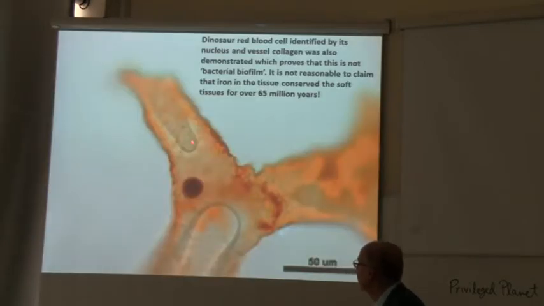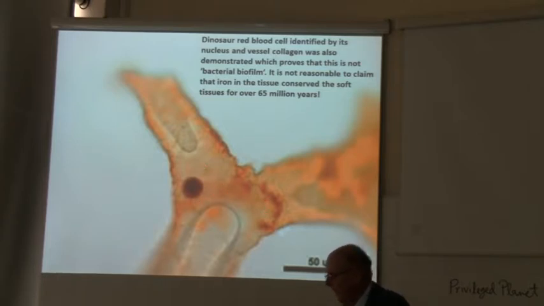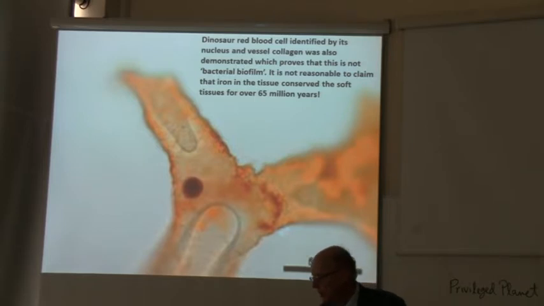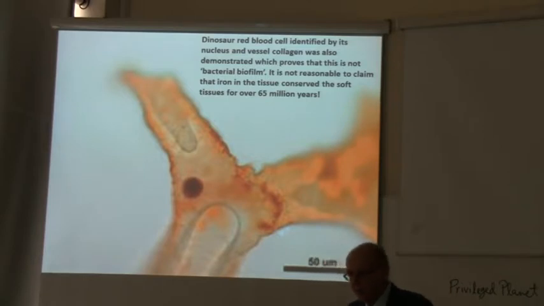And even more, from this tissue they made a microscope study, and here's the dinosaur blood vessel, and here's a dinosaur red blood cell. How do we know that this is a dinosaur red blood cell? Because it has a nucleus. Our red blood cells do not have a nucleus, but lizards' do. So this was confirmed. This is the real thing. Dinosaur blood sample.